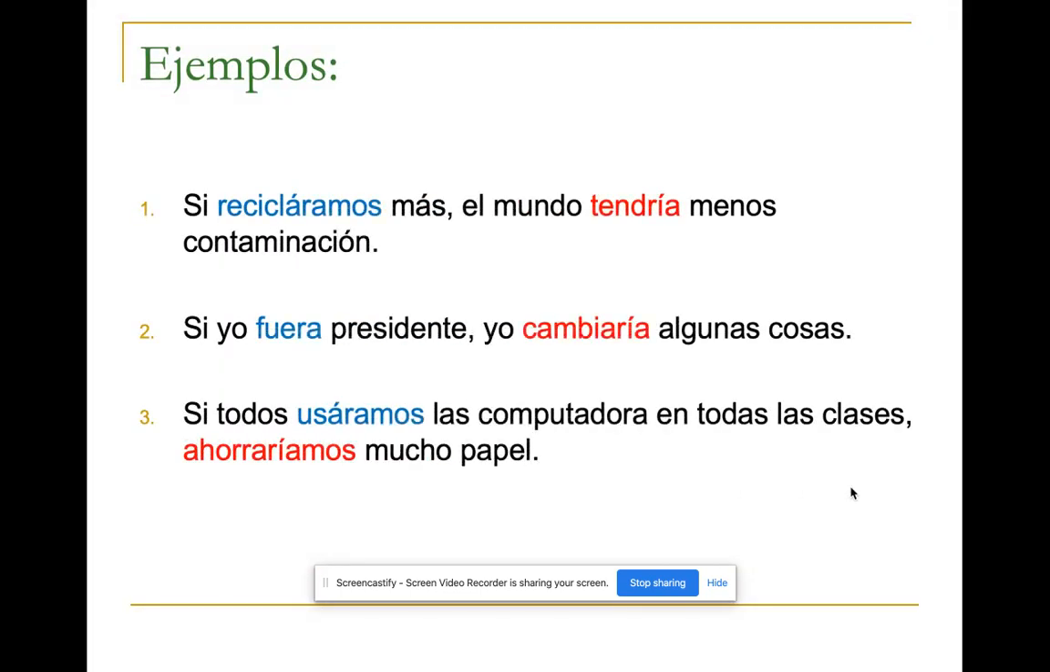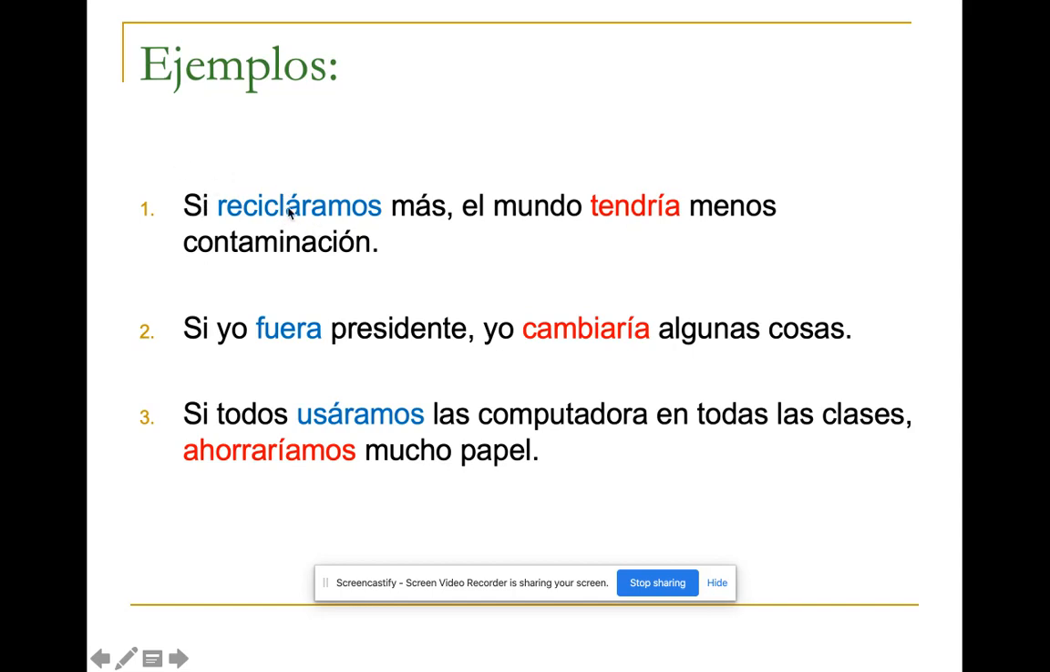And you can say things like this. Si recicláramos más, el mundo tendría menos contaminación. Si yo fuera presidente, yo cambiaría algunas cosas. Si todos usáramos las computadoras, ahorraríamos papel. So, pay attention that you will always have the si attached to the imperfect subjunctive. This block you cannot break.